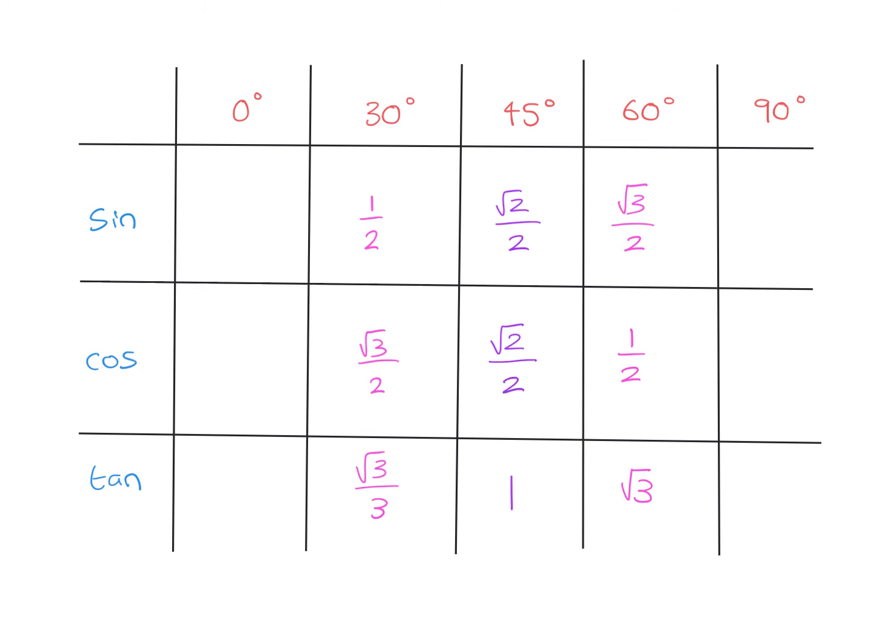Now, using our calculators, we can then work out the sine of 0, which is 0, the cos of 0, which is 1, and the tan of 0, which is also 0.